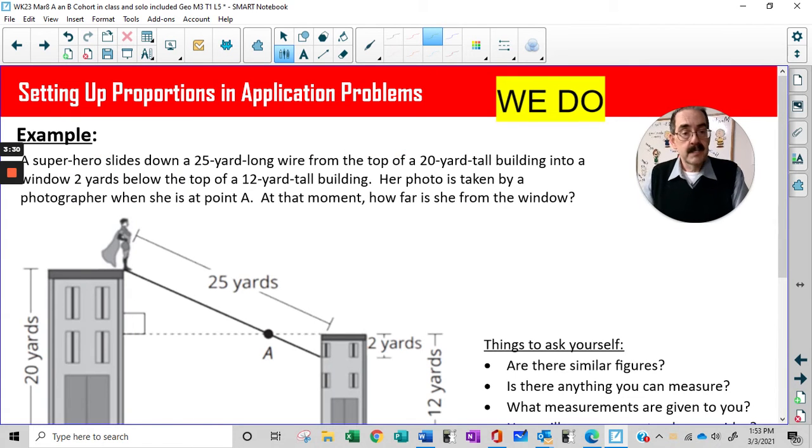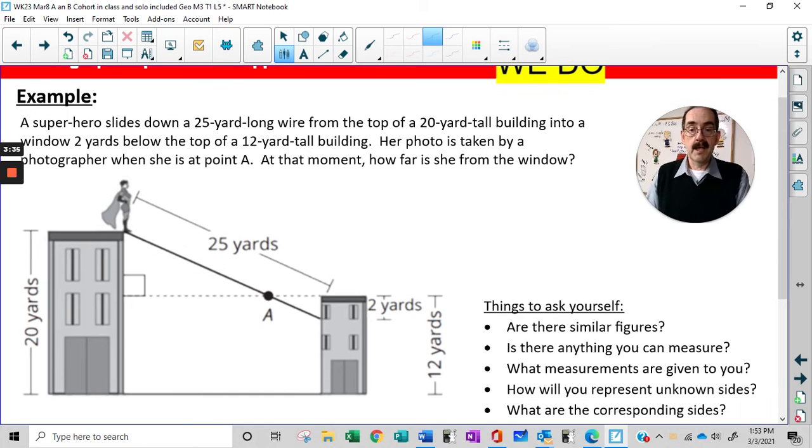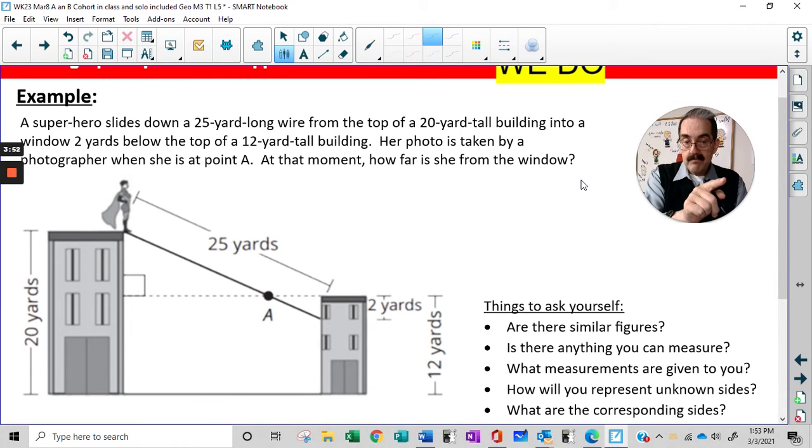As a class, I would like you to study this problem. Actually, everybody stop and read it. Because this is the video version, pause, read, draw, solve. See if you can set it up. As a class, we're going to solve it together. So, pause the video now.